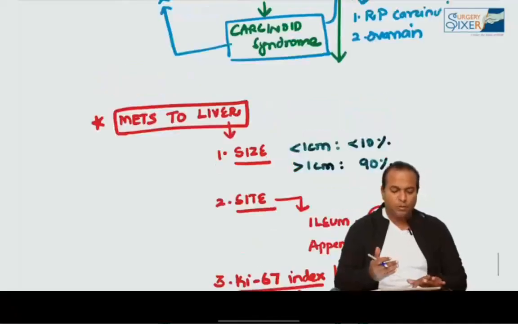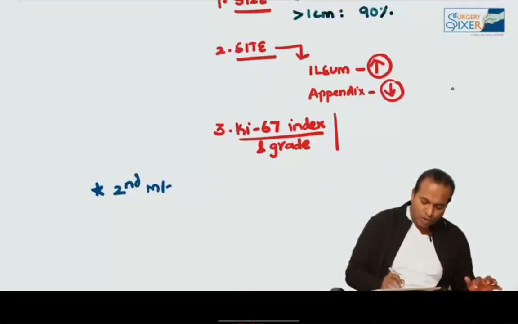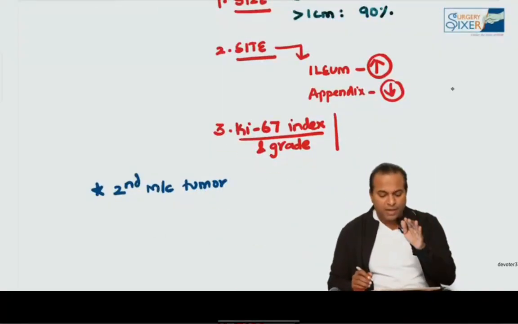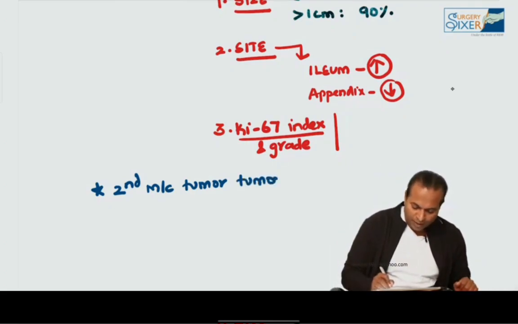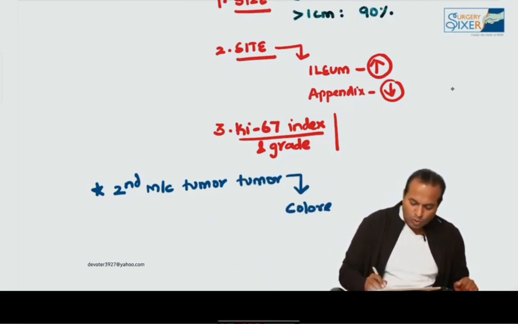And next I'm telling you some MCQs asked from this. Second most common tumor in carcinoid patients. That is an interesting point. Carcinoid tumors will have another tumor. Second most common tumor in carcinoid tumor is colorectal cancers. Please don't forget this. They may have colorectal cancer as the second most common tumor.